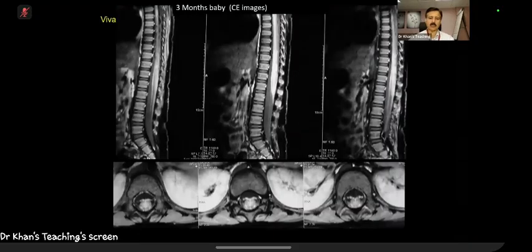Okay, last pathology, and then we will go for a few viva cases in a PACS format. Over to you. This is a 3-month-old baby. I have given you only contrast enhanced scans, and these are axial through the conus. Over to you.